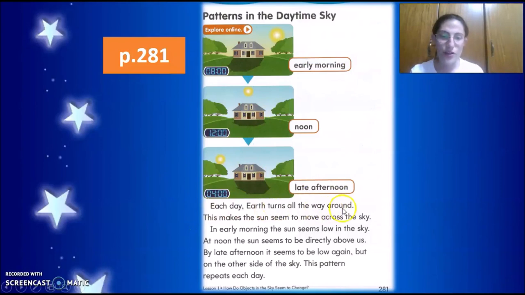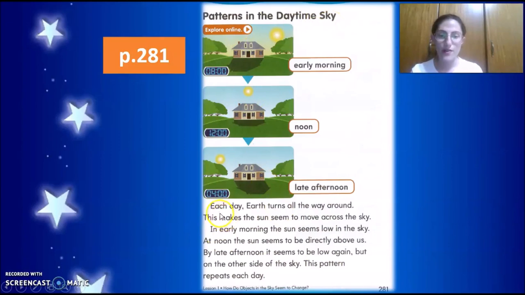Each day, Earth turns all the way around. This makes the sun seem to move across the sky. In early morning, the sun seems low in the sky. At noon, the sun seems to be directly above us. By late afternoon, it seems to be low again, but on the other side of the sky. This pattern repeats each day. So I'm going to read it again, then I'm going to explain. Patterns in the daytime sky.